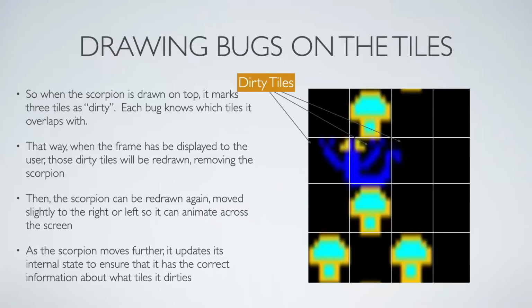The same kind of thing happens for the other bugs, the player, and the missile. They know where they are on the screen and know which tiles they dirty. They draw to the screen using the stack in a similar way as background tiles, but things are more tricky because they are drawing on top of the background. More on that later.